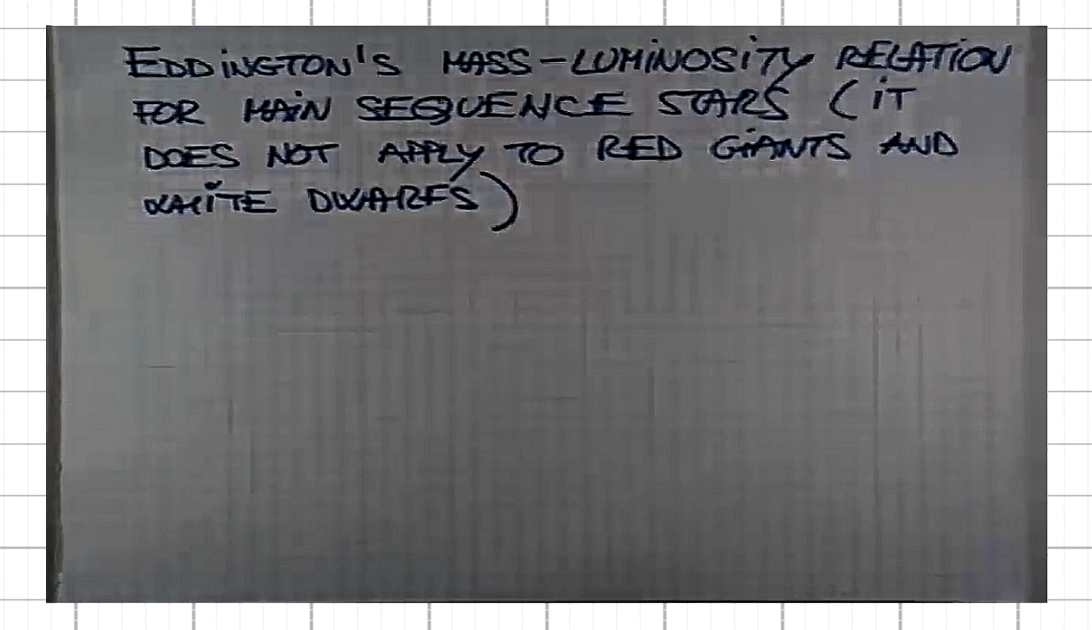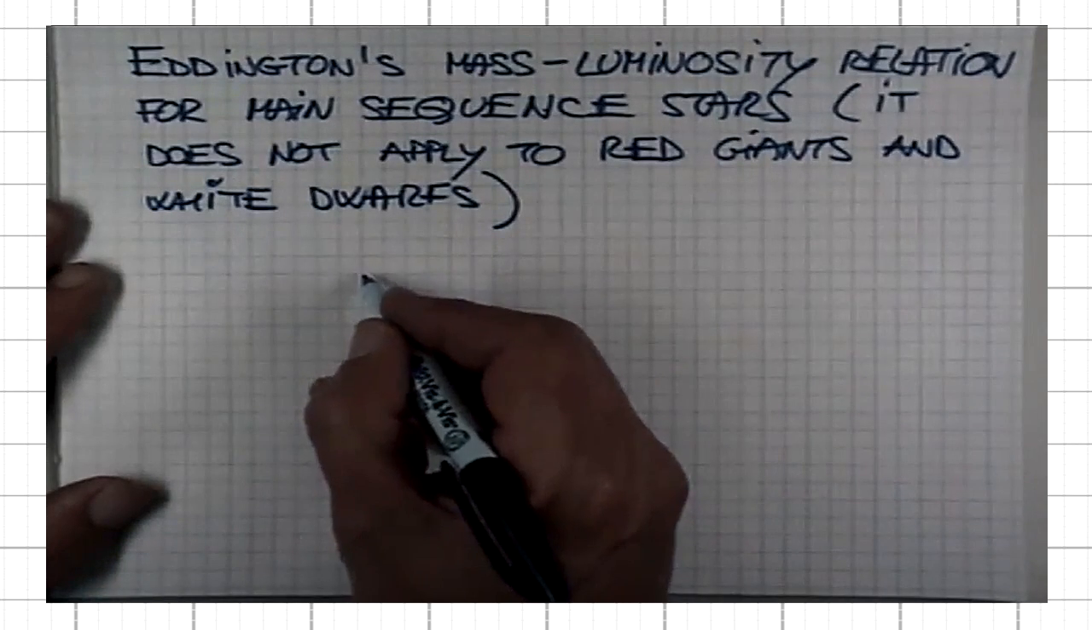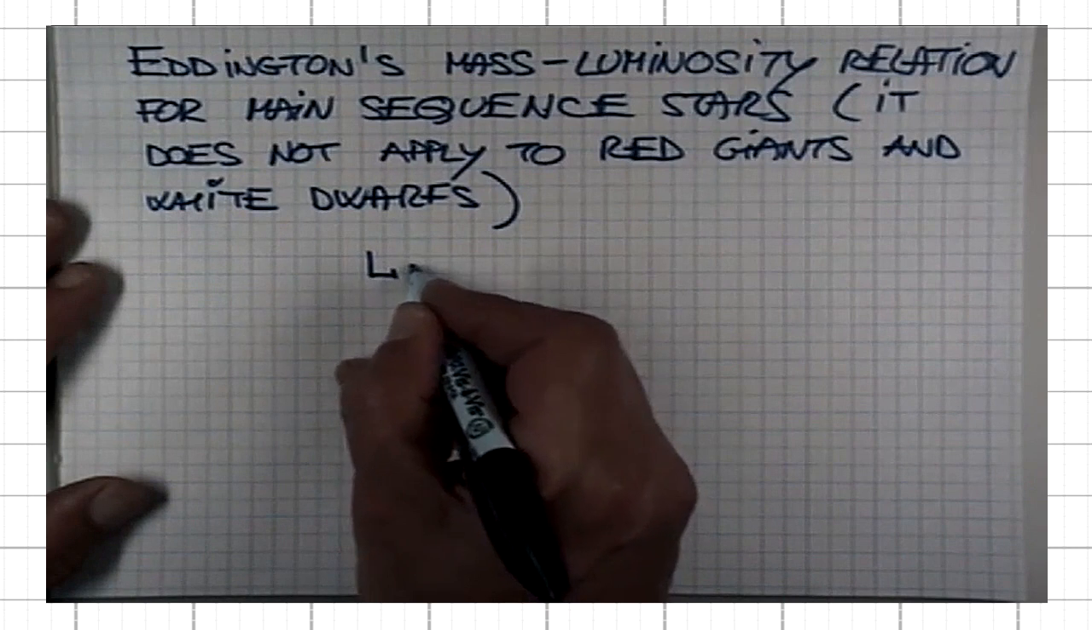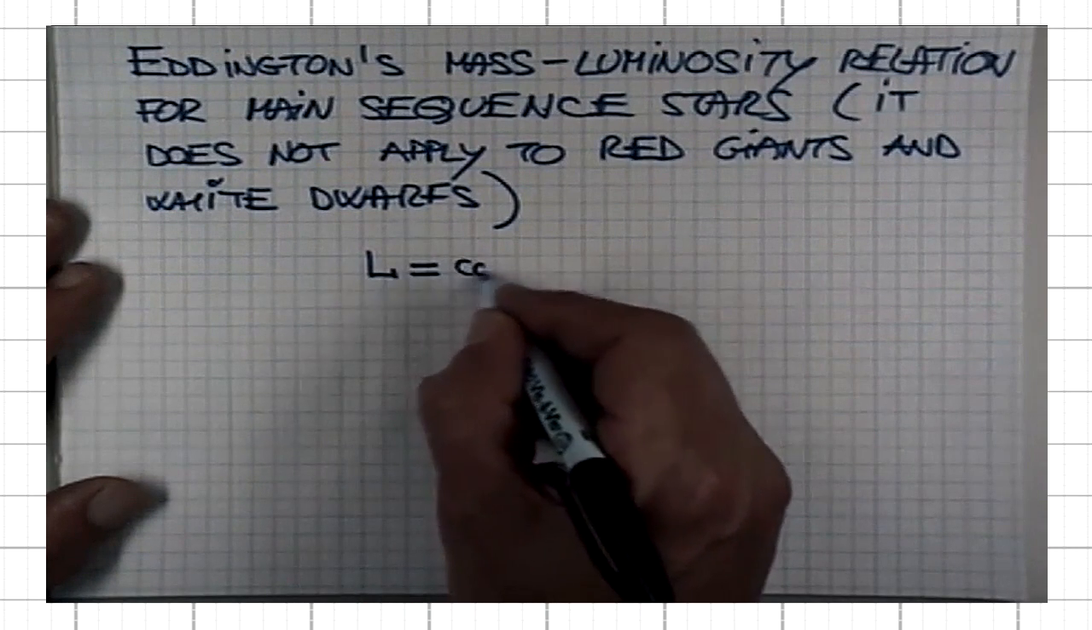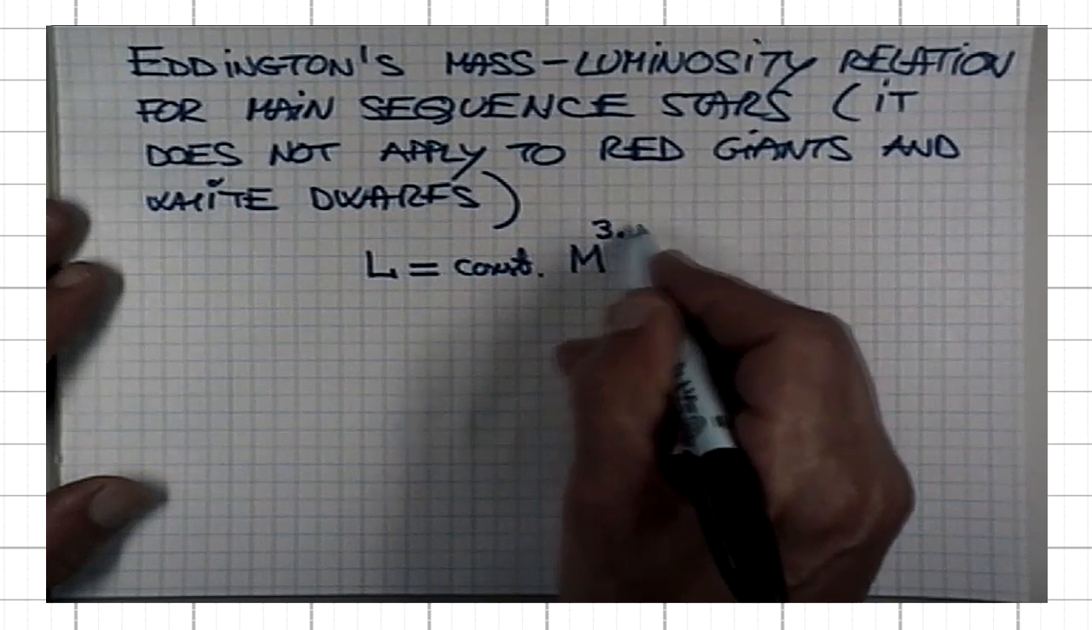Now, in 1924, Sir Arthur Eddington established a very important relation between the luminosity and mass, but only for main sequence stars. This relation does not apply to red giants or white dwarfs. Basically, he measured the masses of main sequence stars, as we discussed, by looking at binary star systems and applying Kepler's third law as formulated by Newton. And he found that for all main sequence stars, luminosity is proportional, up to some constant, to the mass of the star to the power 3.5.